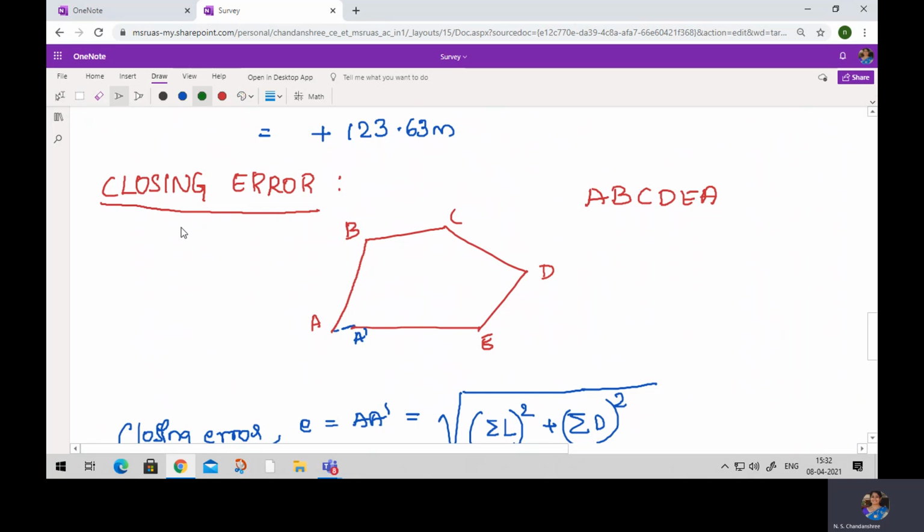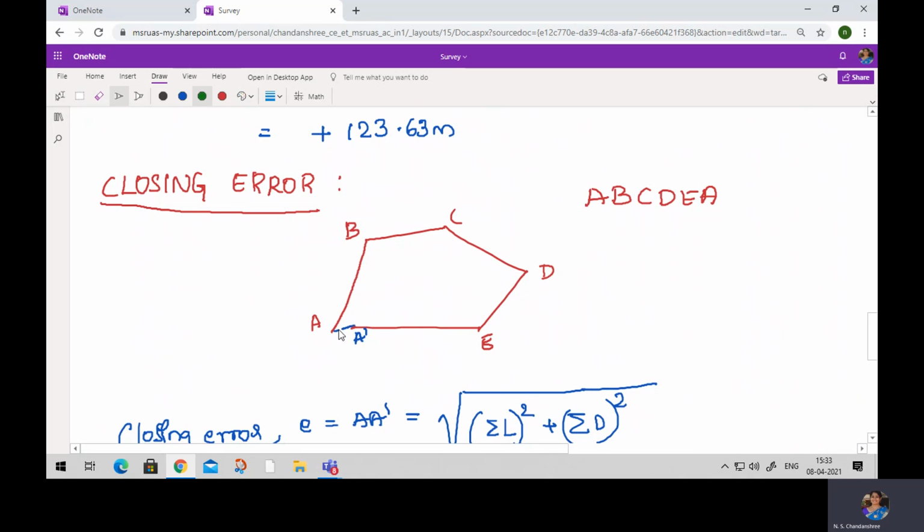What does this closing error mean? Let us consider we have done a closed traverse starting from A and ended the survey at A only. So the traverse goes like A, B, C, D, E, and again comes back to A. Now what happens in the field? We are only taking the readings from the field, and we start plotting once we come back to the office.